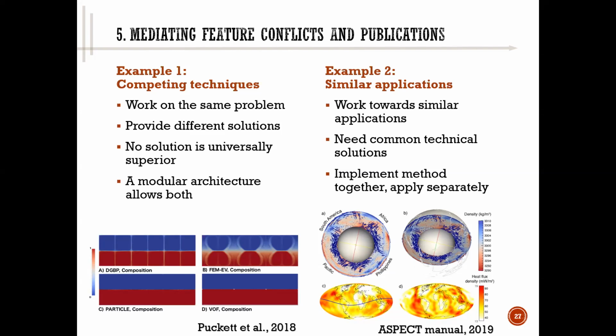So I wanted to give some examples and some possible strategies to work around that. First of all, there is a problem if people work on different techniques that try to solve the same problem. A typical example in mantle convection and geodynamics is the different types of available advection mechanisms to solve the advection diffusion equation.